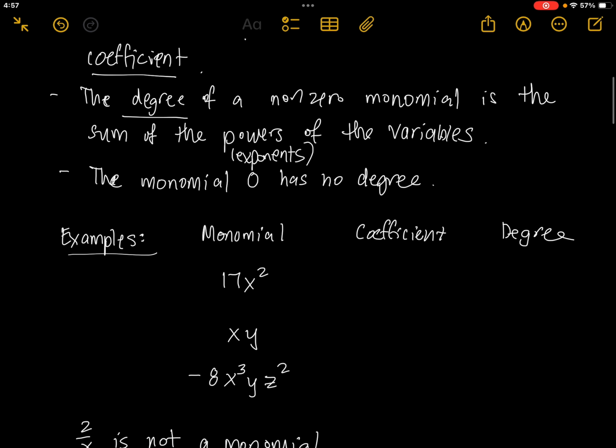And 0 is a monomial, and by definition it has no degree. There's a reason why we define the degree of 0 to be undefined, so it doesn't have a degree. But if you have a constant, then it has degree 0. So non-zero constants are monomials. These have degree 0.